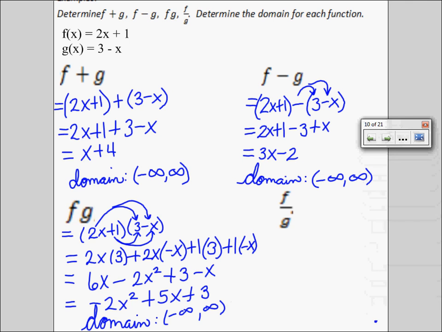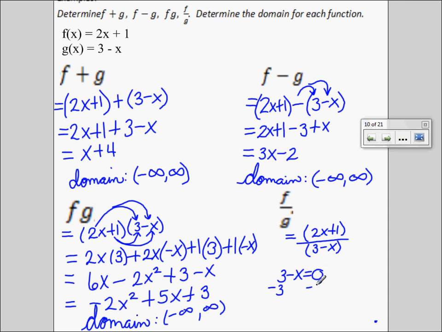So finally we have f over g. For f over g, let's start off by writing the f function, which is 2x plus 1 over 3 minus x. Now what you want to do is take the denominator of that rational function and set it equal to 0 and solve for the variable.